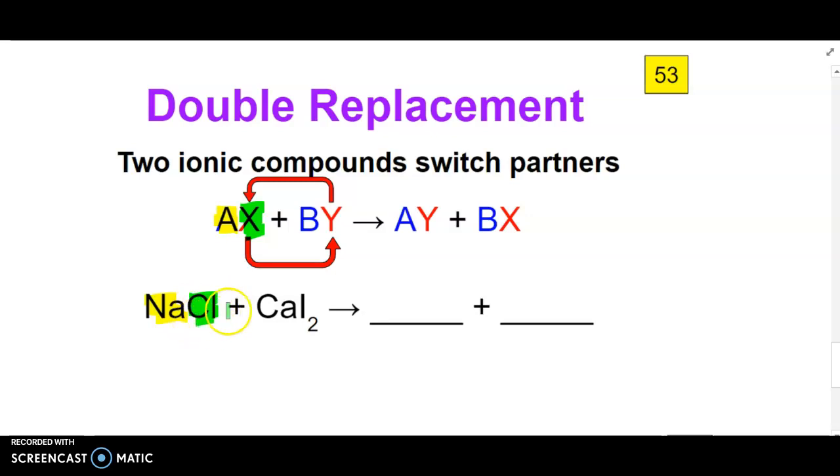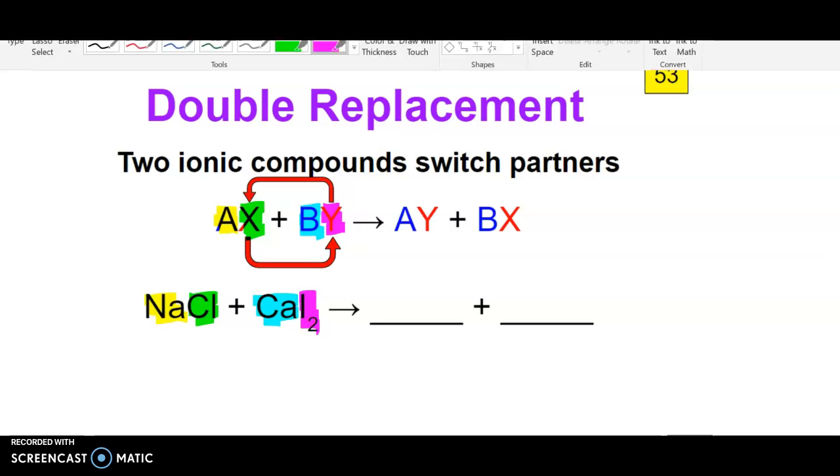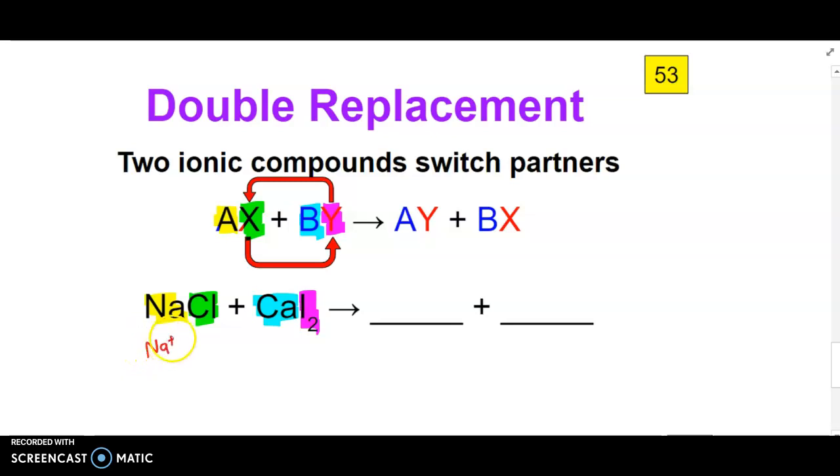We'll make XCl. B is going to be calcium, and iodine is going to be Y. So now when I break these things apart, I have Na plus and Cl minus.